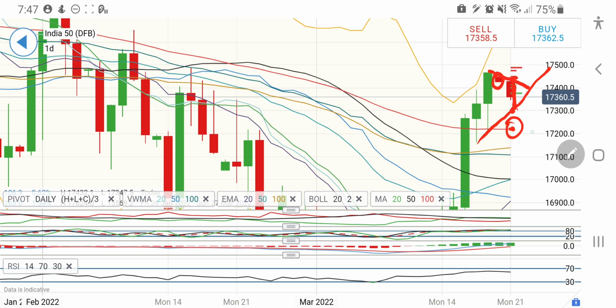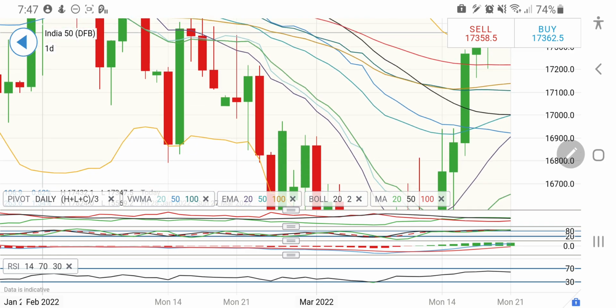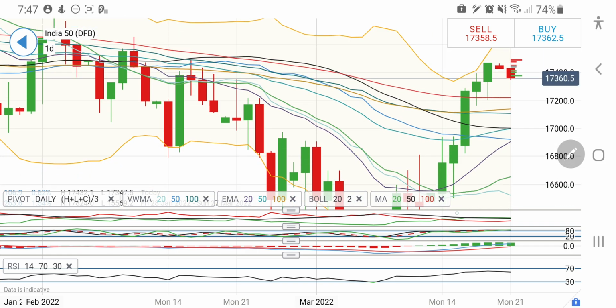This is the 100 period moving average on the daily charts, and below that are 17,100 and 17,000. These three levels are important: 17,200, 17,100 and 17,000. If it breaks 17,000, one can remain short on Nifty for the rest of the week, and it is going to drop heavily. Again, on the downside, we are going to look at 16,600 levels soon.